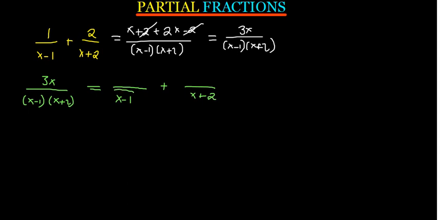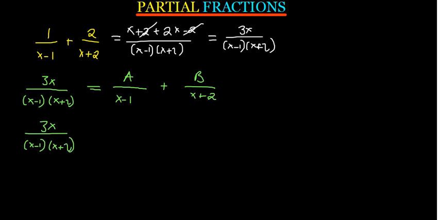Since this one is linear, on top you're supposed to have a constant, so I'm going to put a. Even this one is linear, on top you're supposed to have a constant, so I'm going to put b. What I mean by linear is that they are not squared functions, they don't have a power, alright? So my aim is to find the value of a and the value of b. Then I've decomposed into partial fractions. So this will give you 3x over x minus 1, x plus 2.